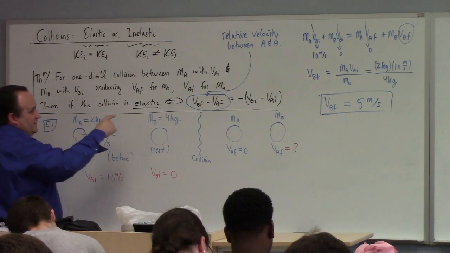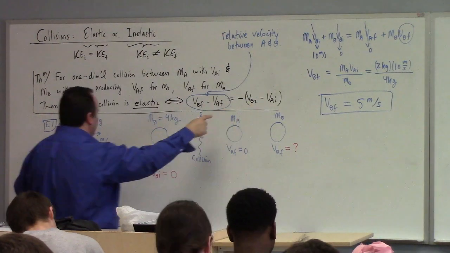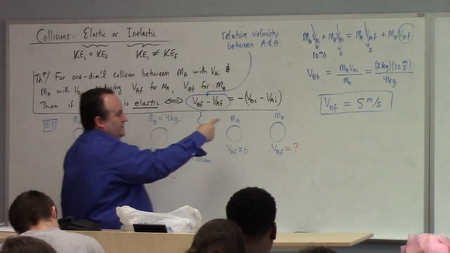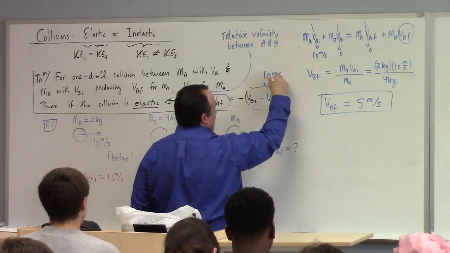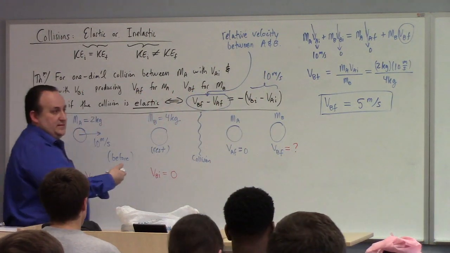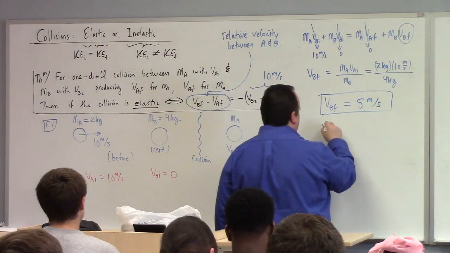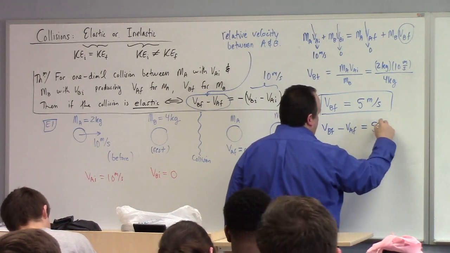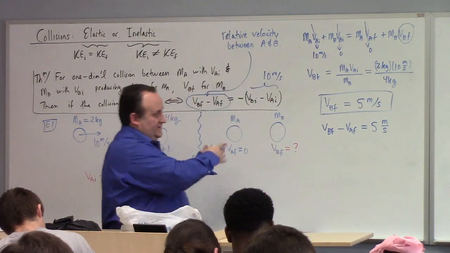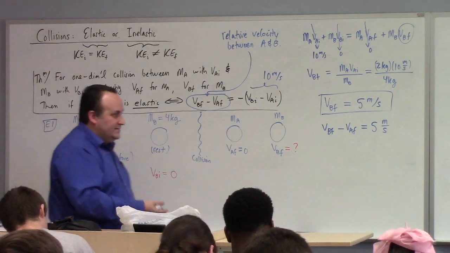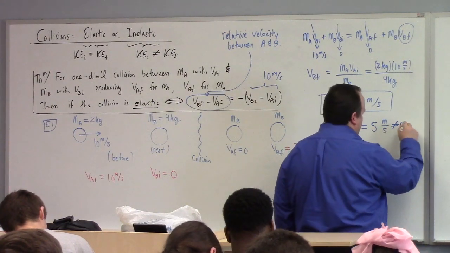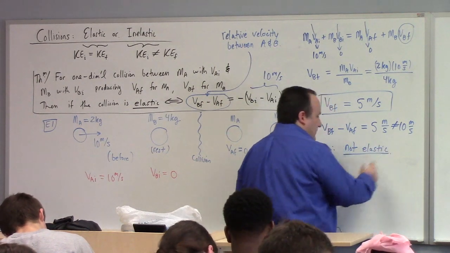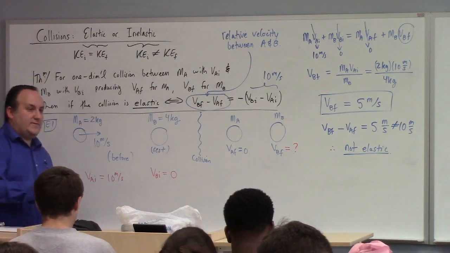VBI minus VAI is what? That was 0 minus 10, which is minus 10. If I do the minus, I get a plus, so this is 10 meters per second. But what is VBF minus VAF here? It's just equal to 5 meters per second, because it's 5 minus 0, which is 5. 5 is not equal to 10. I think we can agree, right? So therefore, not elastic.